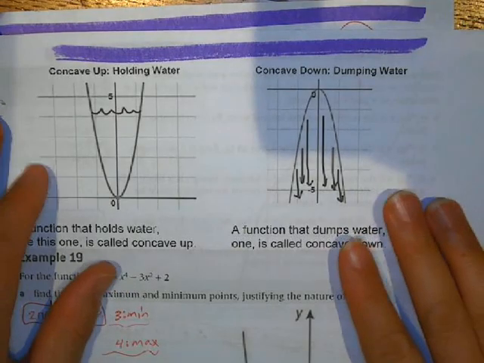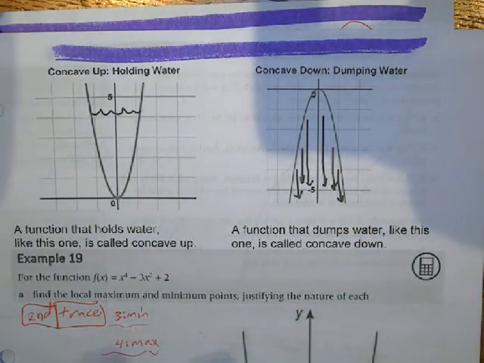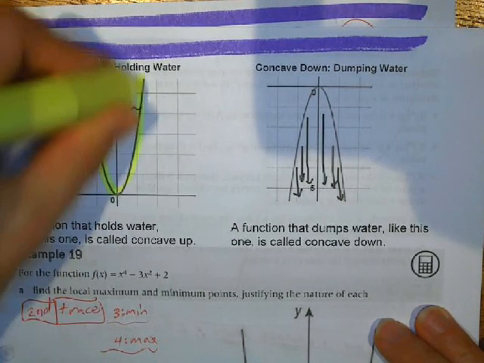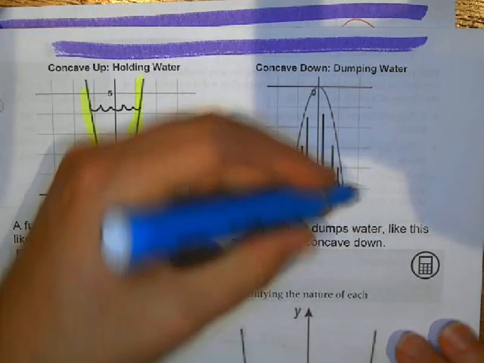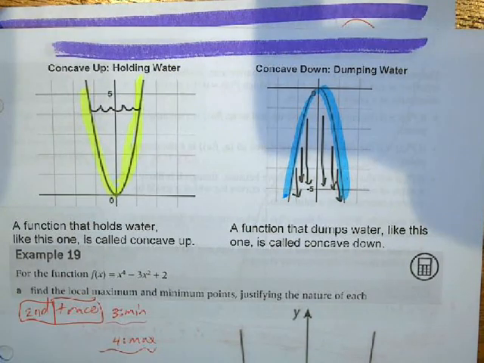I thought this picture was really good. I found this online. So concave up, think of this as holding water. You can hold water in this shape here. Concave down is when it's pointing down, it's dumping out all the water.